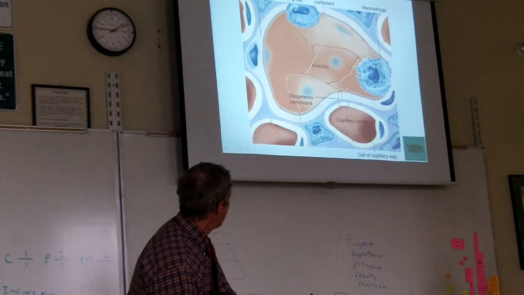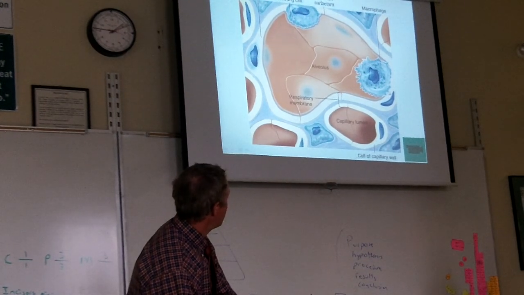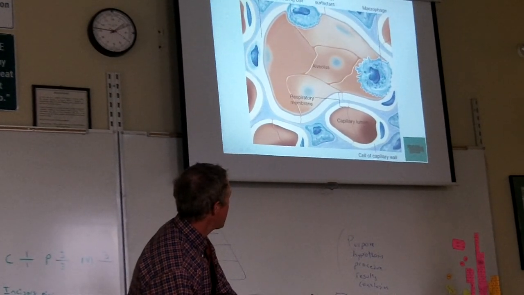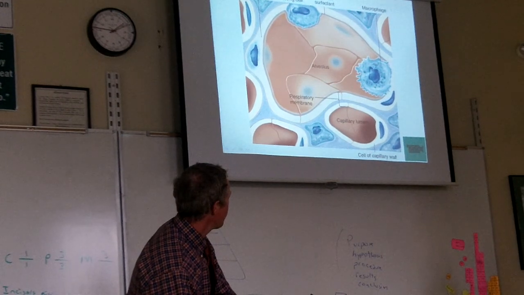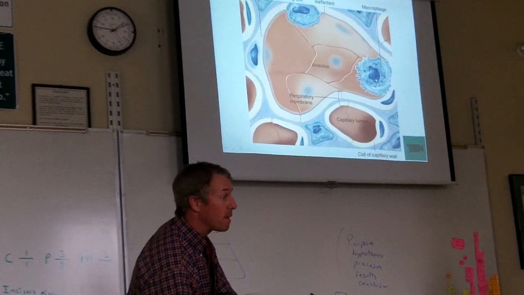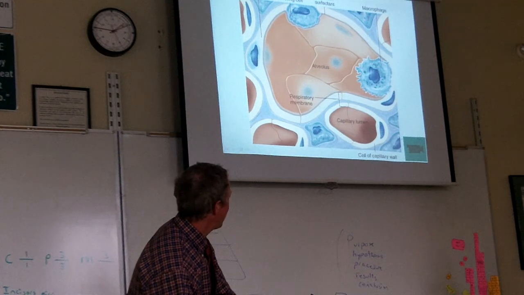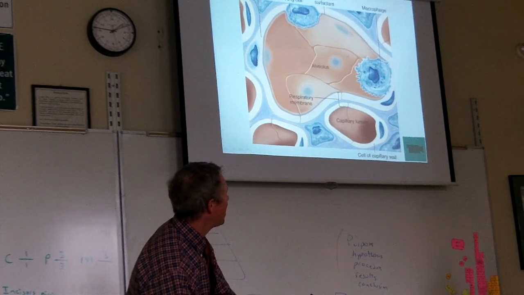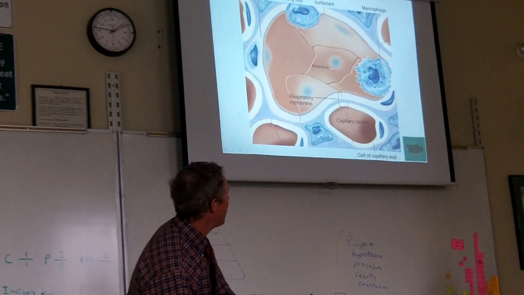One of the things that you need to know, well, first of all, there's macrophages. What's a macrophage? You know what that is? Yeah, it's a white blood cell. And it crawls around inside your alveoli trying to kill foreign invaders, anything bad that makes it down there.